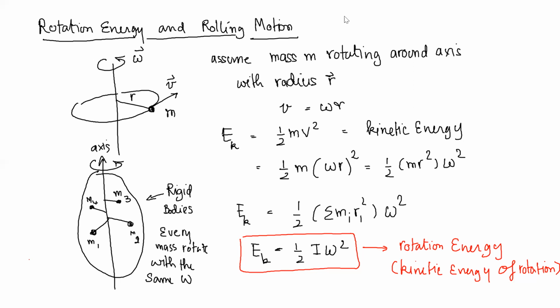Now, if you have several objects combined, M1, M2, M3, and M4, they are all rigid bodies. This means that the distance between each of them is constant, so they keep their own configuration. So the total kinetic energy of this object in this case is 1/2 summation of m_i r_i squared omega squared, and this is called 1/2 I omega squared. This is the rotational kinetic energy, the energy of rotation.